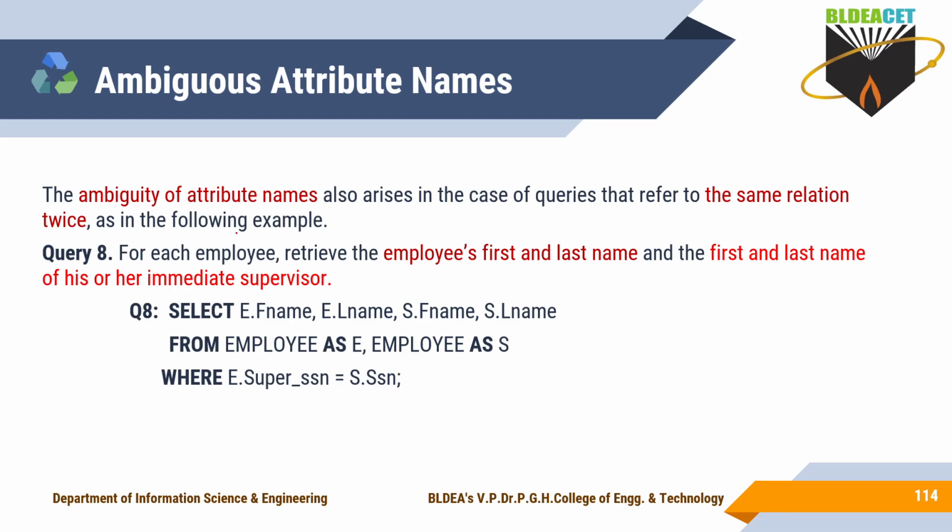In this situation you usually have to go for renaming, because it creates ambiguity. If I take F name, L name, F name, L name, how will you differentiate that this F name is for the supervisor and this F name is for the employee? To prevent such ambiguity, you can specify the attribute names along with the table name here. If your table name is big, then you can rename it to a short form, as an alias.